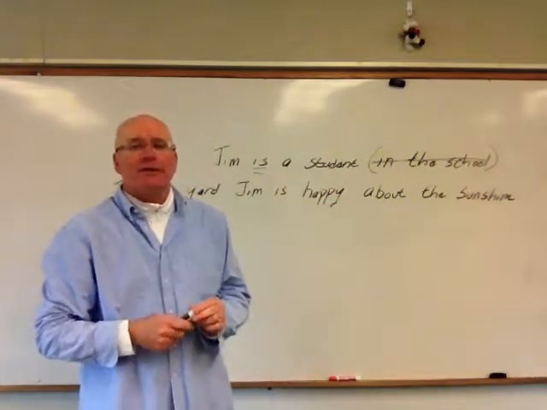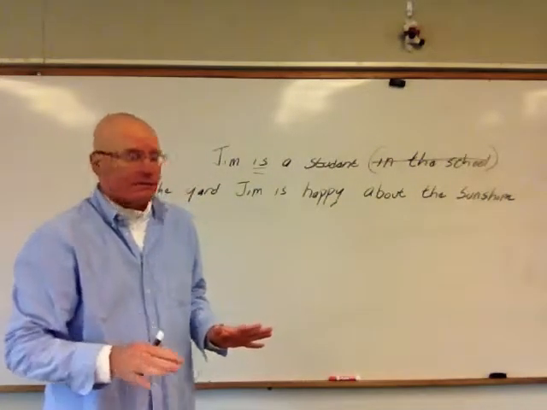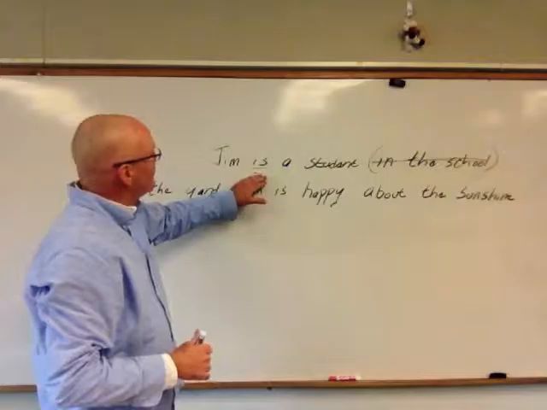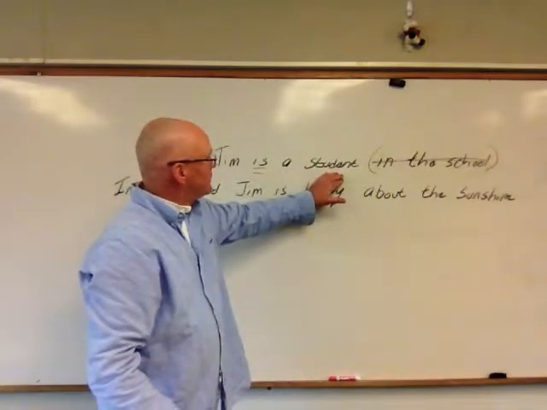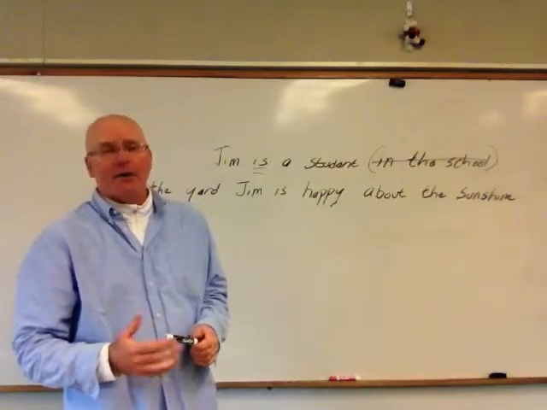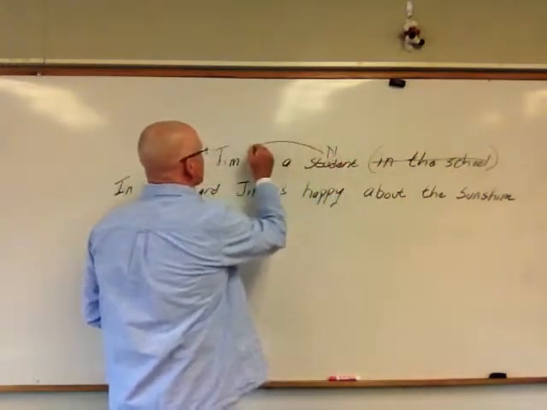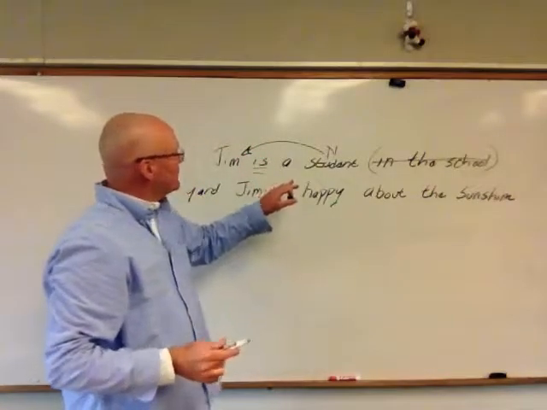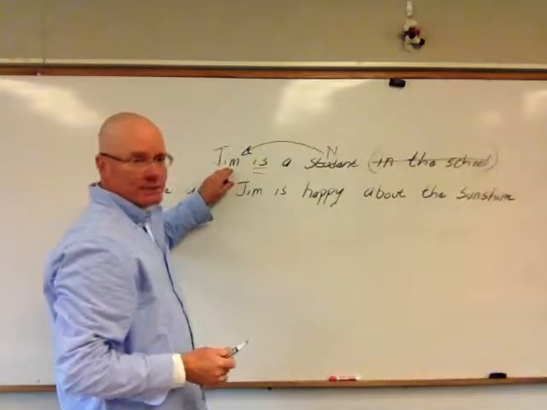Step number 2 asks you to find the verb and determine whether it's a linking verb or an action verb. In this case, we have a linking verb, is. Jim is a student. Student is a noun that follows the linking verb, and it renames your subject, Jim. So in this case, we have student as a predicate noun renaming Jim.